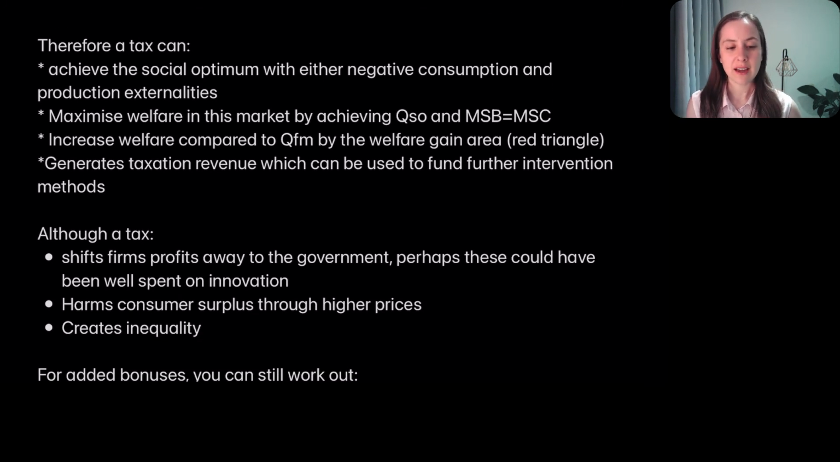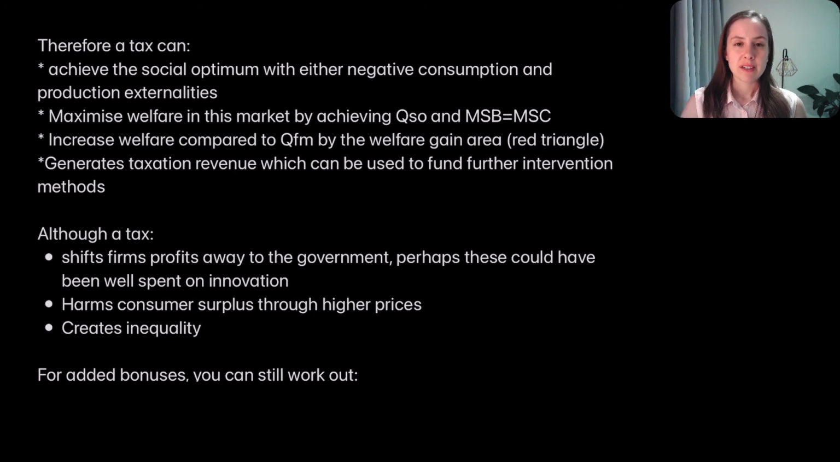Okay, so in summary, a tax can achieve the social optimum quantity, even though you can have negative externalities in production or consumption. Those don't really go away, the externalities still happen, but you're just reducing quantity enough so that the costs aren't higher than the benefits anymore, and you're not just losing welfare overall. You can maximize welfare by producing at QSO, even with the help of the government, and the welfare can increase by this red triangle that we've previously seen.